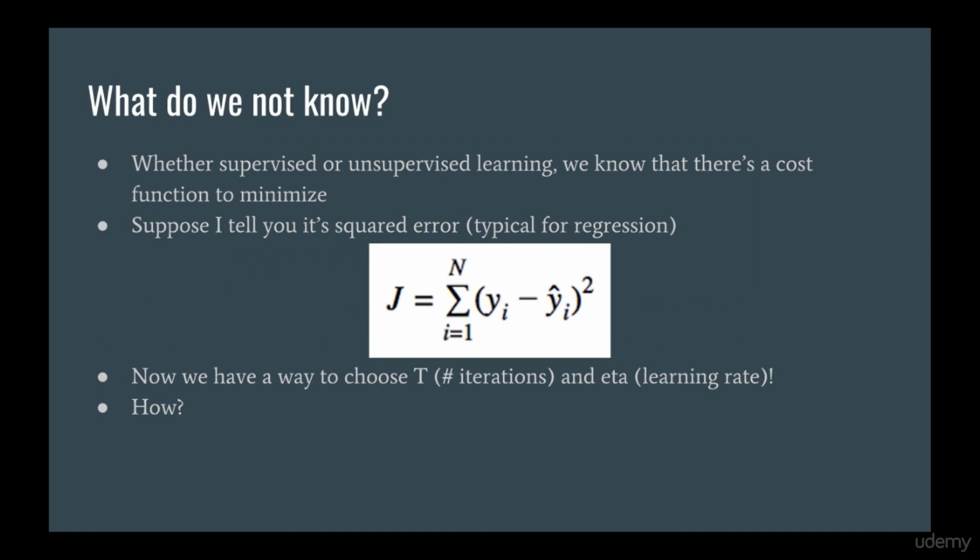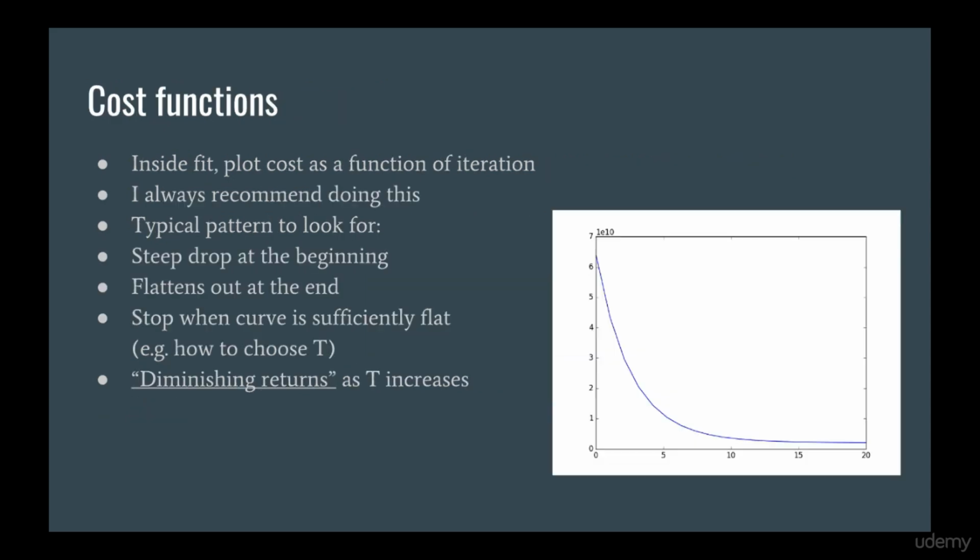Typically, in machine learning, whether you're looking at a supervised or unsupervised algorithm, there is an associated cost or objective function that you're trying to minimize. Let's suppose I tell you it's squared error, which is typically what we would use for regression. Well, now you have a way to choose the number of iterations of the loop and the learning rate. How do we do this? Inside your fit function, you would plot the cost as a function of iteration. I always recommend doing this, no matter what algorithm you're looking at.